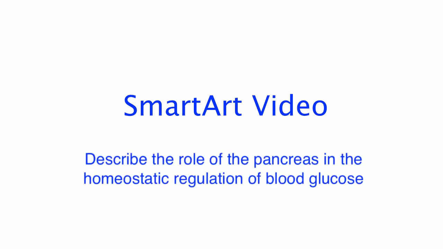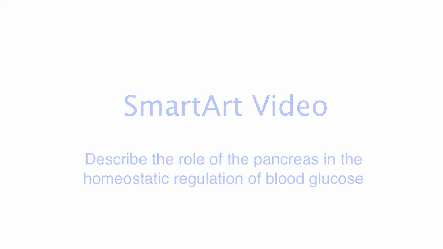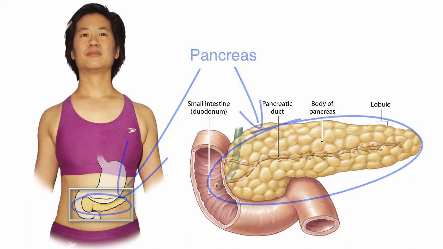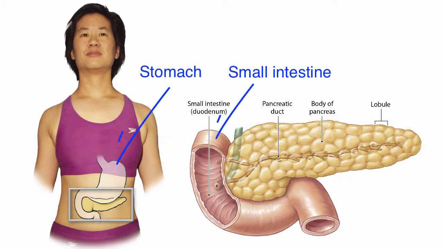Welcome to another Anatomy and Physiology Smart Art video, where we guide you through an important piece of art. After watching this video, you should be able to describe the role of the pancreas in the homeostatic regulation of blood glucose. Let's begin by looking at this image showing the location of the pancreas, inferior to the stomach and adjacent to the first portion of the small intestine.